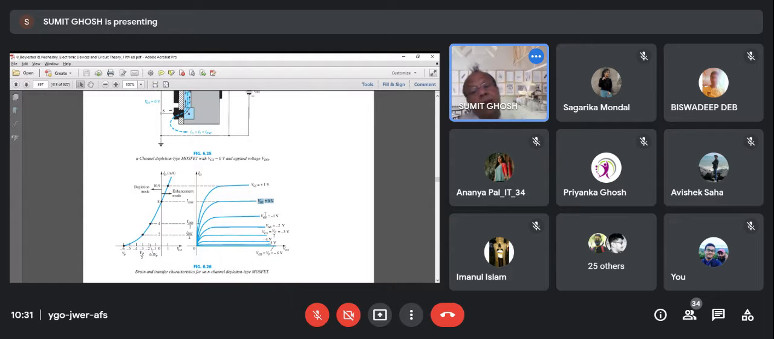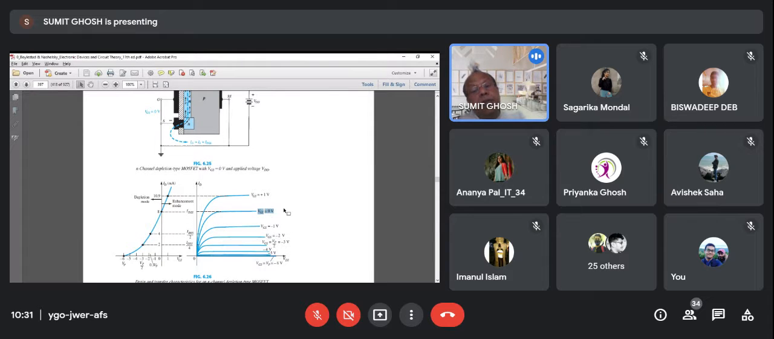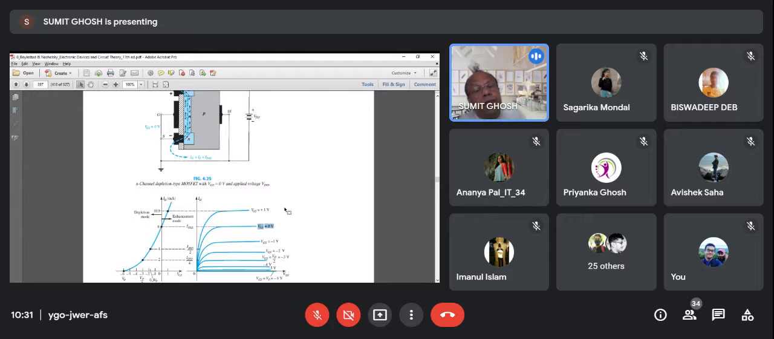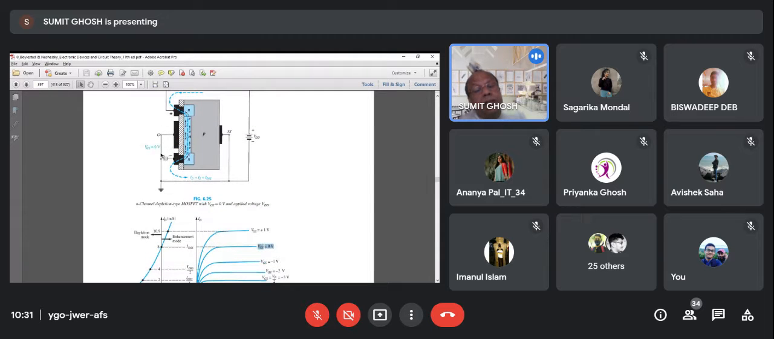Remember? Yes, sir. Now we don't have any input current because IG is 0. So this controlling parameter is not the current but a voltage. You must remember this. Okay. So this is VGS equal to 0. The curve which we are discussing in this case is VGS equal to 0.